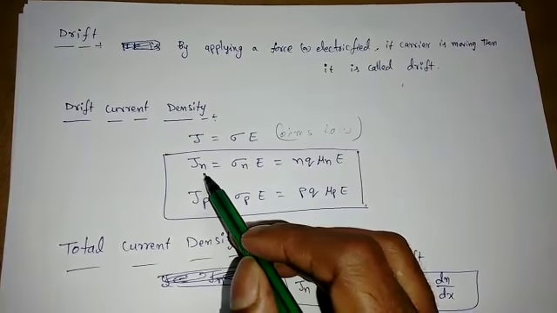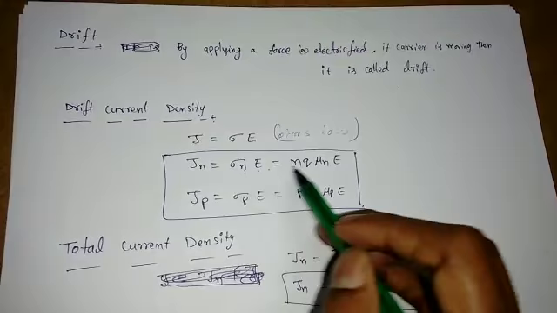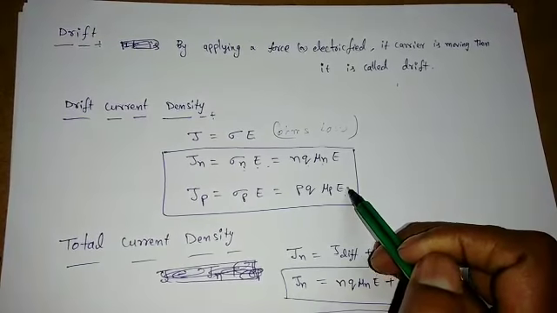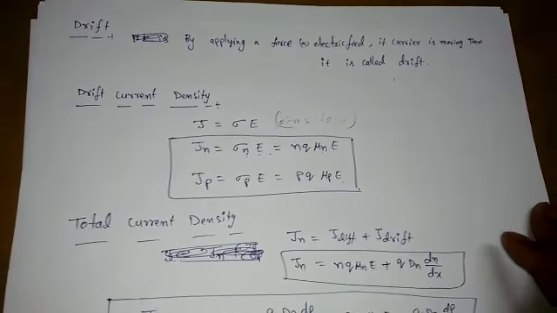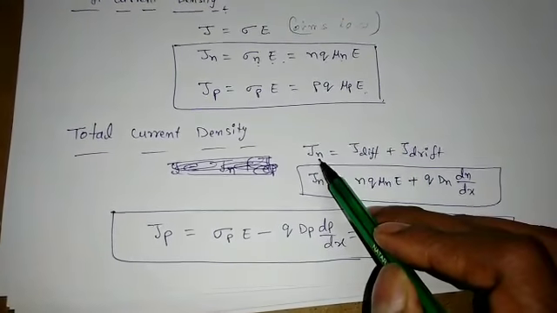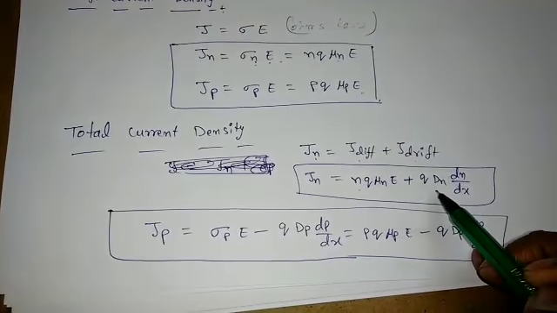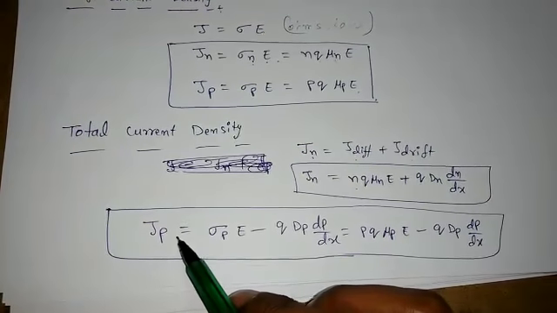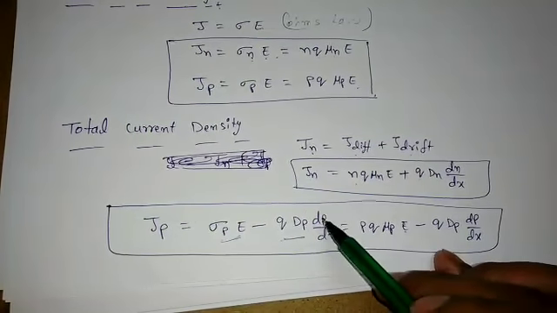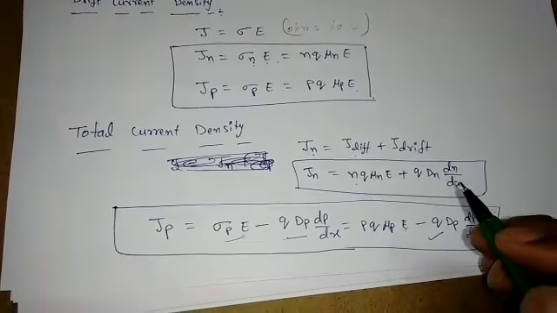So for Jn, the electron drift current density, that is sigma n into E. What is sigma n? We have discussed already: n q into mu n. Similarly Jp is p q into mu p into E, where E is the applied electric field. Now if I write the total current density, Jn, it will have diffusion as well as drift. So Jn is equal to n q mu n into E plus q Dn into dn by dx. Similarly for holes, the total current density, drift current plus diffusion current, is p q mu p into E, and for the diffusion part it is minus q, so I will get it like this. By these expressions also we can sometimes get problems.